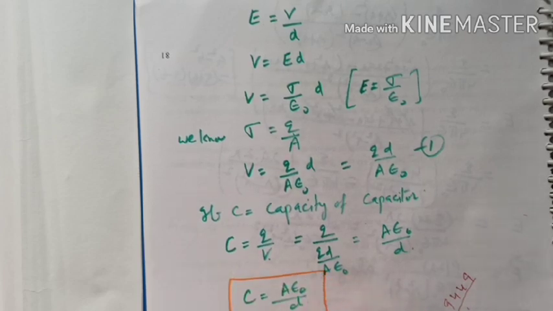So this is the capacity of a parallel plate capacitor, and it depends upon the area of the plate, epsilon naught, the permittivity, which is constant, and it is inversely proportional to the distance or separation between the two plates.